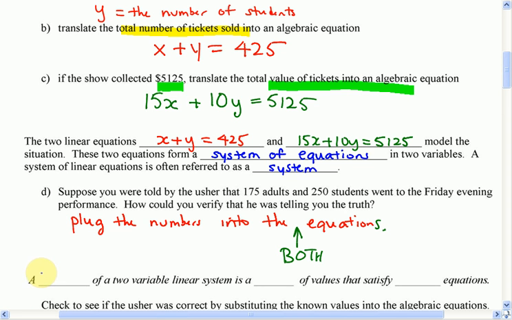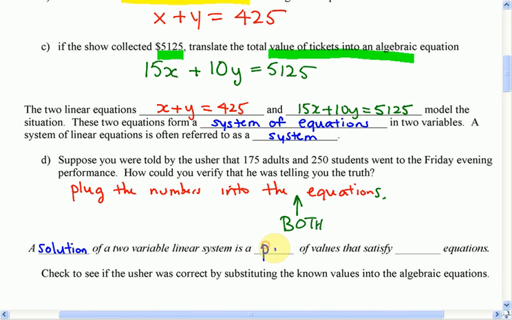And so what I want you to understand here is the following, okay? A solution of a two-variable linear system is really a pair, remember there are two answers, right? A pair of values that satisfy, and here's the key word, both equations.